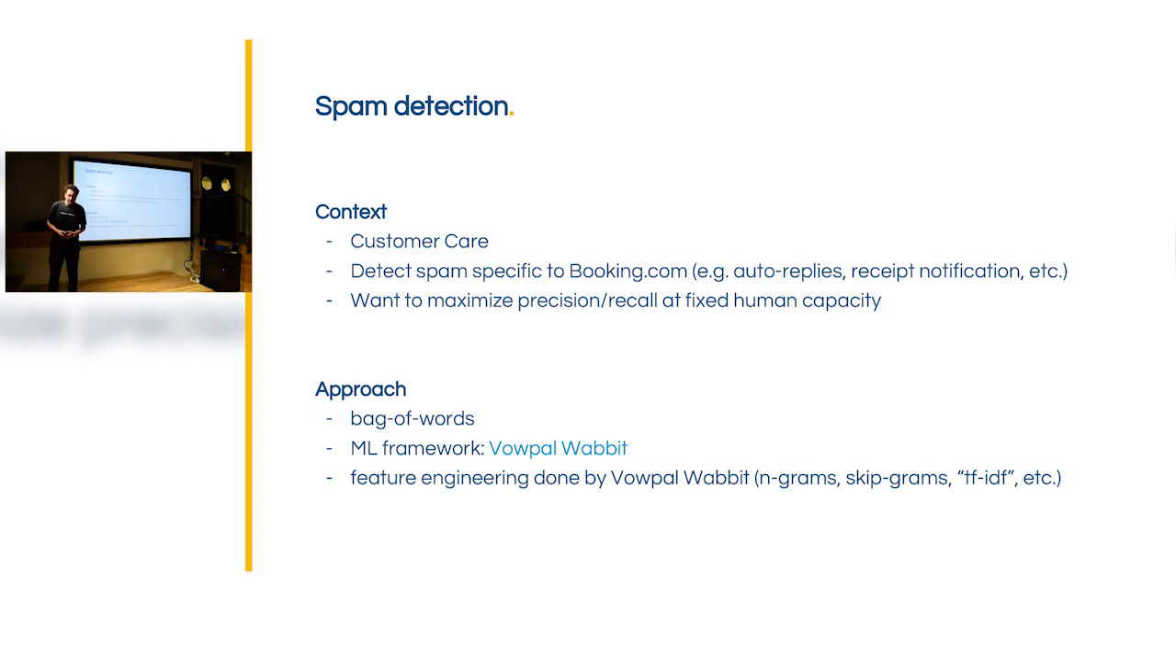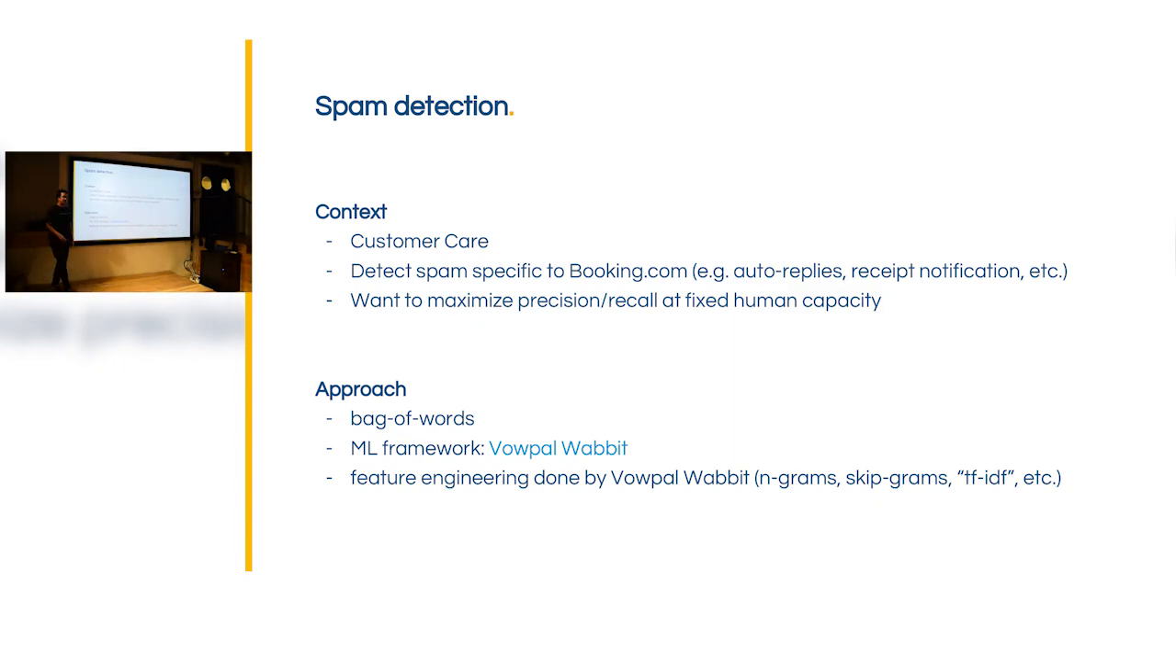Okay, so spam detection. We can't really rely on out-of-the-box spam detection, because in customer care we have a lot of booking-specific kinds of messages that we need to parse, select and filter out. Spam is kind of the wrong word, because we also need to filter out, for instance, auto replies and receipt notifications and all that kind of stuff. So really what we want to do is maximize precision or recall, I forget which one, at a fixed human capacity, right? Human capacity in like how much? So 5 minutes, okay.